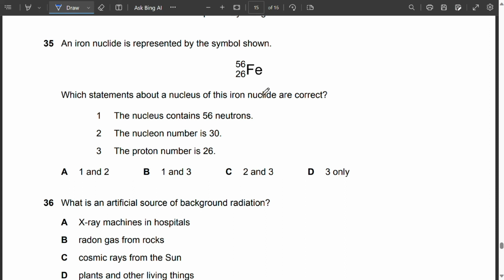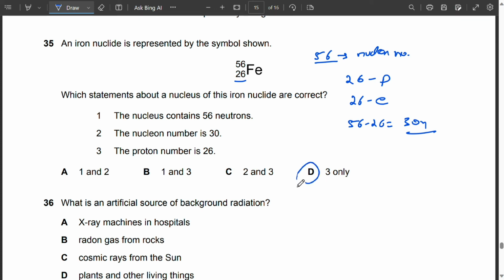Now see, if an atom is given like this, 56 is the nucleon number. 26 is the number of protons, also known as the atomic number. So the number of electrons will also be 26. But for the number of neutrons, you do 56 minus 26, so 30 neutrons will be there. Now, I think only the third one. So 35, D part is correct because the proton number is 26.